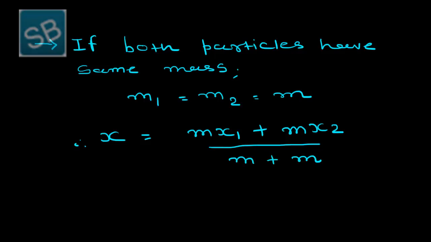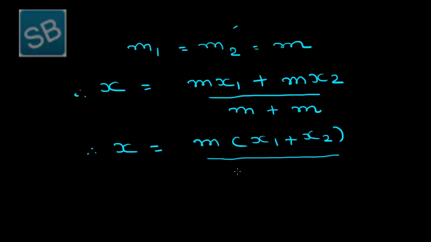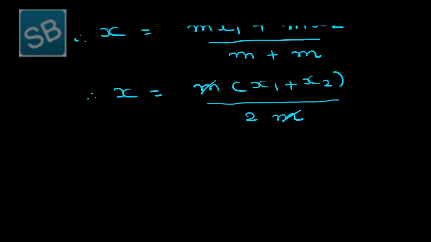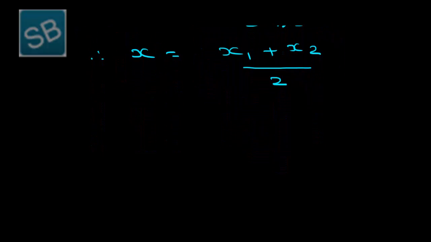So the final answer will be, here the m will be common. So it is x1 plus x2 inside the bracket. In the division, it is twice of m. Here m are cancelled out. So the value of x is equals to x1 plus x2 divided by 2. So this is the most important result for having the equal masses, and from this I can write one statement which is more important as far as your SQ test is concerned.